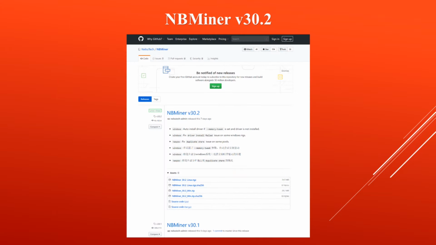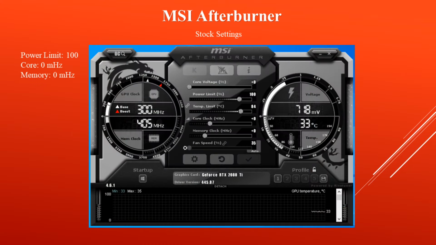Okay, now the miner program I'm using is called NBMiner version 30.2. I do want to mention that when using NBMiner, my hash rates would fluctuate, but I did try to get the best averages I could. And now the overclock program I'm using is called MSI Afterburner. And let's first check out the stock settings.